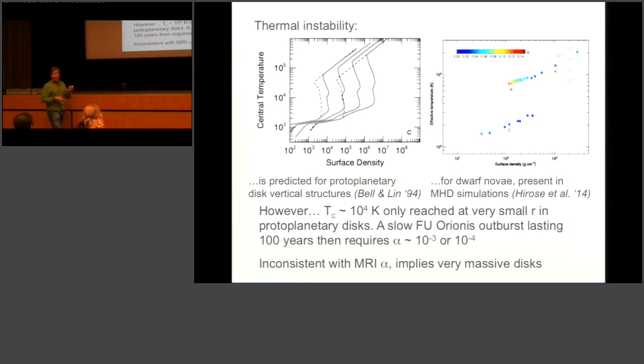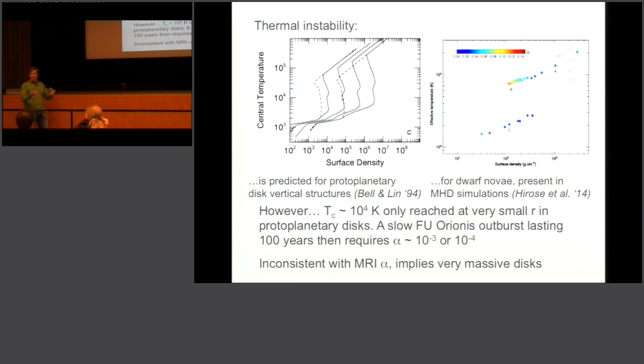And that poses a problem, because if we look at these FU Orionis outbursts, some of them are going on for decades, maybe approaching a century in duration. And a very small disk has a very short viscous timescale, and so it's hard to see how the outburst could go on for so long.